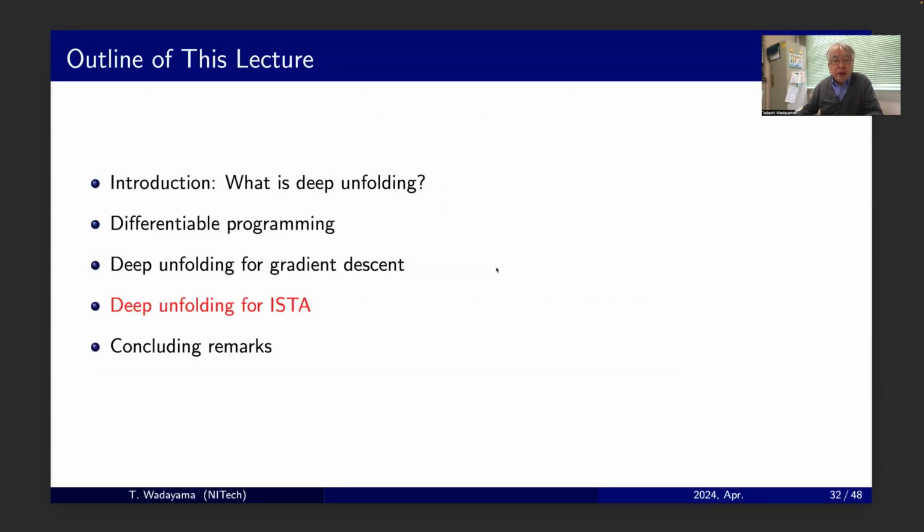Okay, now the next section focuses on deep unfolding for the iterative soft thresholding algorithm, ISTA. We call it ISTA in the context of compressed sensing. ISTA is a well-known algorithm for solving the LASSO problem, which is a convex optimization problem for sparse signal recovery.